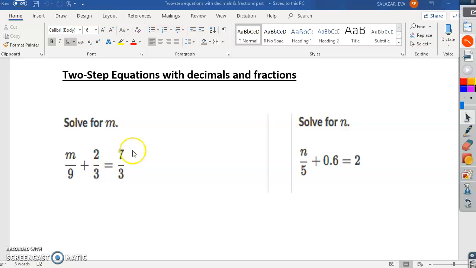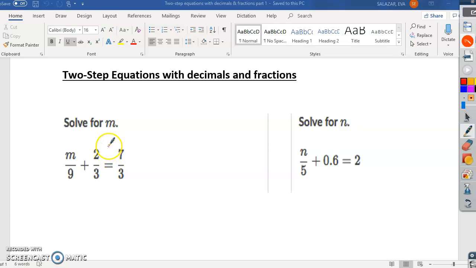So the first problem we're going to look at here is a fraction problem. And the nice thing about this is that if you notice, the denominators of the fractions 2/3 and 7/3 are the same, which means I would not have to look for a common denominator. So let's go ahead and begin.